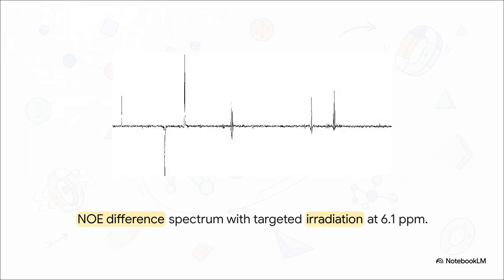And we can play this game all day. Let's run it again, but this time we irradiate the proton down at 6.1 ppm. Boom! A new negative peak, and an entirely different set of positive peaks instantly pop up. We've just identified a completely different 3D spatial neighborhood within the exact same molecule.